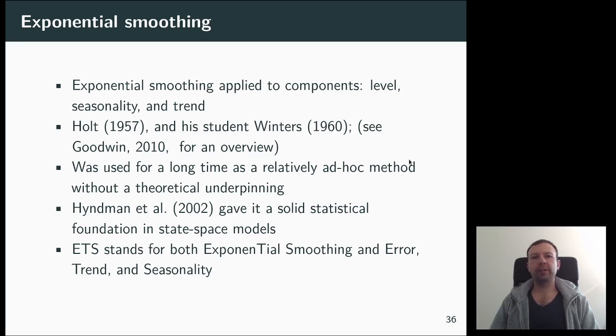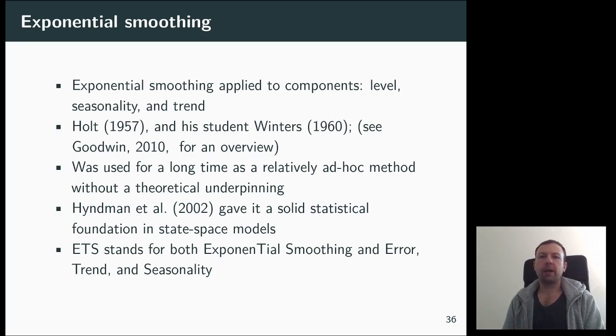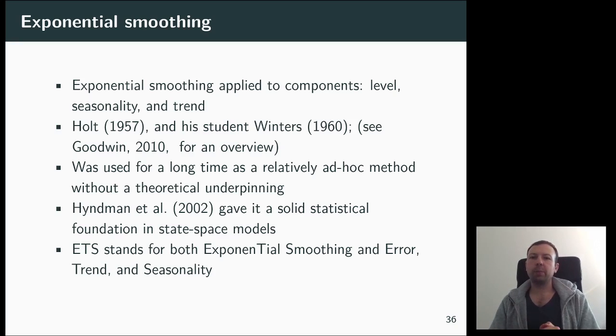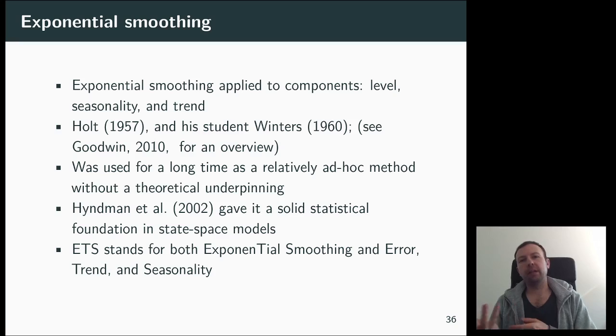Exponential smoothing, as it's used nowadays, is basically just applying this idea to different components. Usually you decompose the series into a level, seasonality, and trend, and then apply this exponential smoothing idea to these components separately. Exponential smoothing was first introduced by Holt in 1957, and then by his student Winters in 1960. That's why it's also called the Holt-Winters approach.